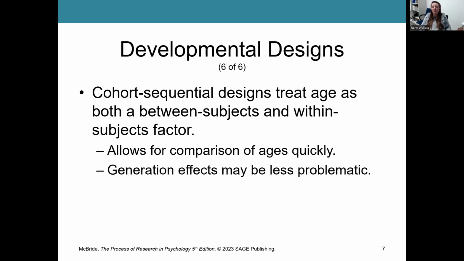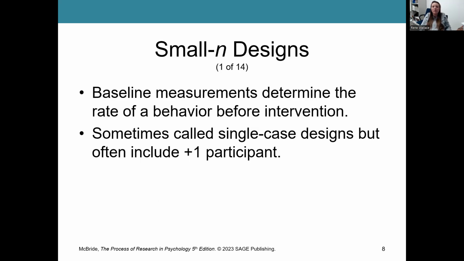It also allows for comparison of ages quickly, and maybe generational effects are less problematic, or affecting it less, in cohort sequential designs. So the baseline measurements determine the rate of the behavior before the intervention if you have a small N design. Typically, we want an N of 30 or more. If you have an N of less than 30, then we don't really count that data.